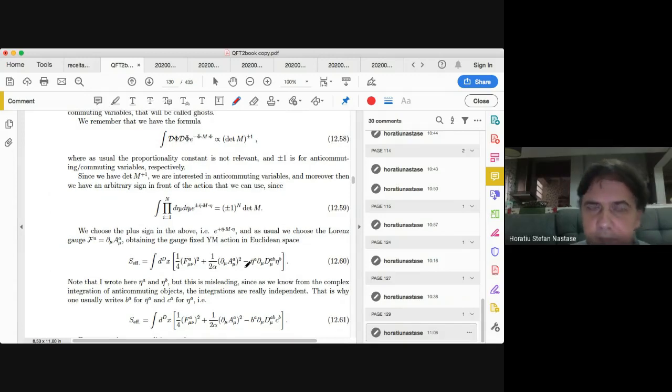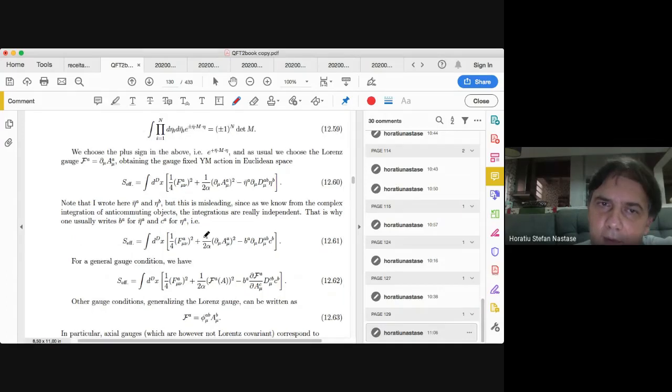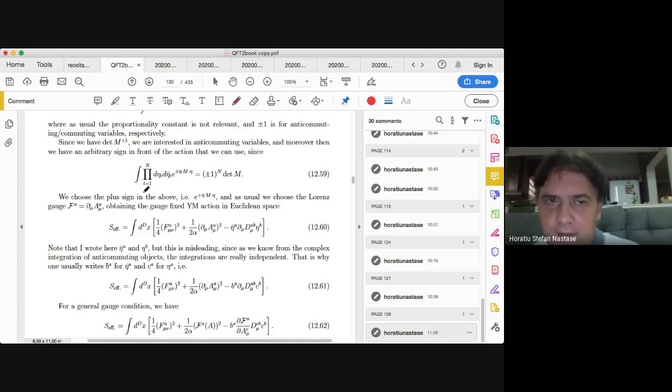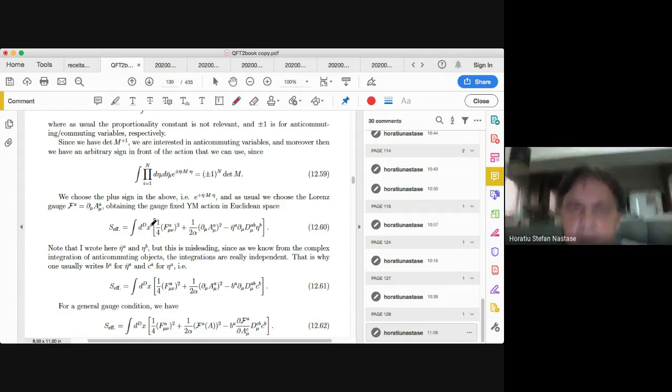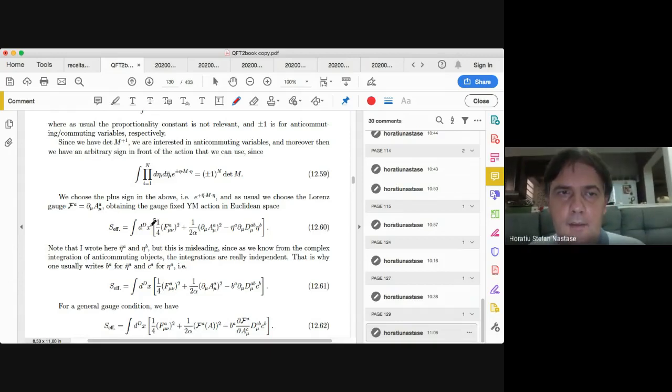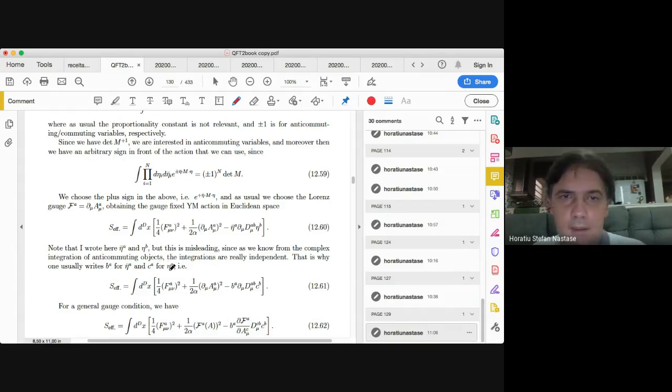All right. Now, so that's one notation. But this notation is somewhat misleading, as we know from the complex integration of anticommuting objects. The integrations are truly independent. That's why one usually writes b for eta bar and c for eta. That is to say, one usually writes this term as minus b del mu D mu c.